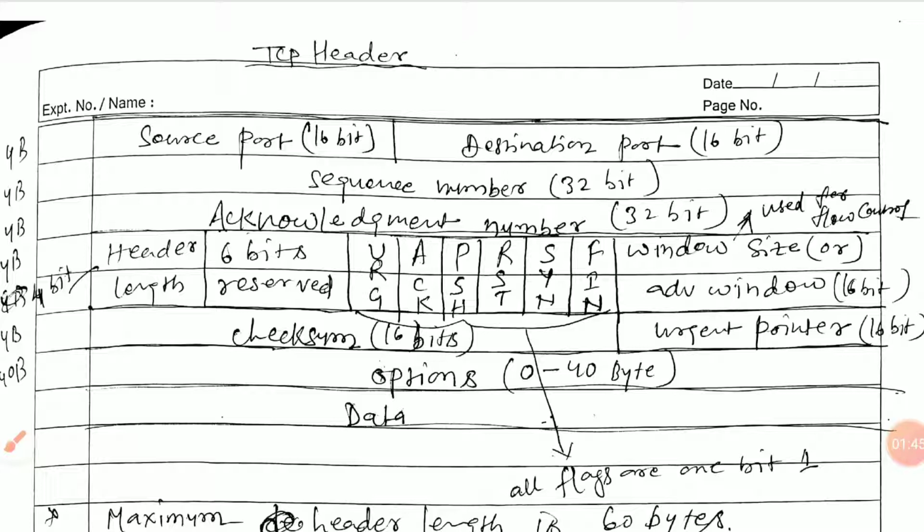In the first row, the source port and destination port each have 16 bits. Then the sequence number is a 32 bit field, and the acknowledgement number is again a 32 bit field. Then header length is a 4 bit field. Then 6 bits are reserved for future use. As of now, whenever we start communication, we simply put 00. Then URG is the urgent flag, ACK is the acknowledgement flag, PSH is the push flag, RST is the reset flag, SYN is the synchronize flag, and FIN is the final flag. These are 1 bit flags.